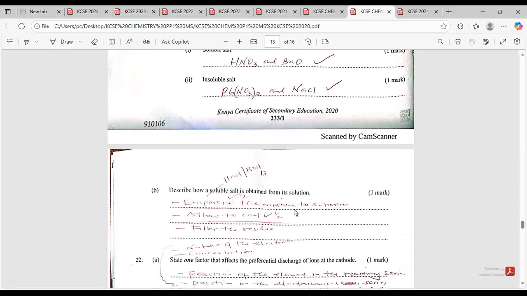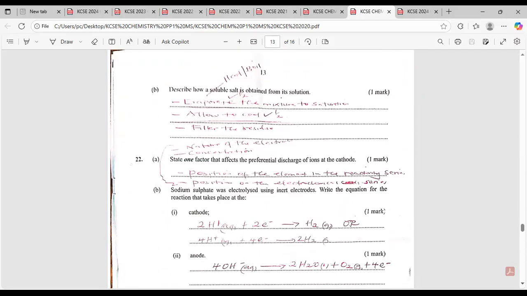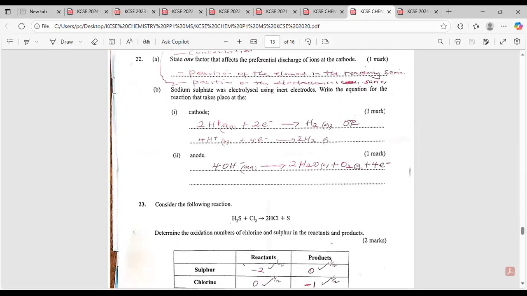Then the next one is describe how a soluble salt is obtained from the solution. This is now the process of crystallization. How do we do it? You evaporate the mixture to saturation, allow it to cool in order to form crystals. That is what we need. That is the next question.